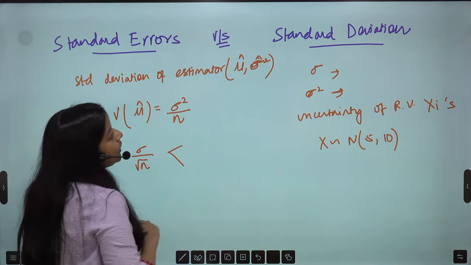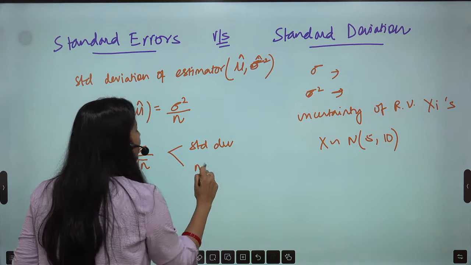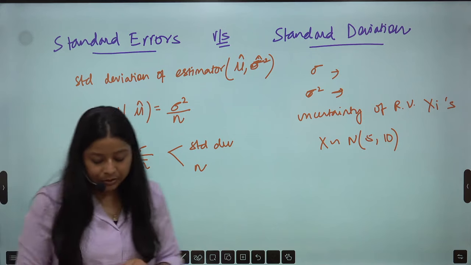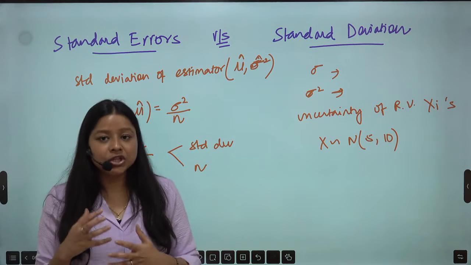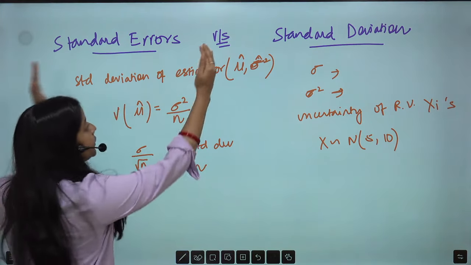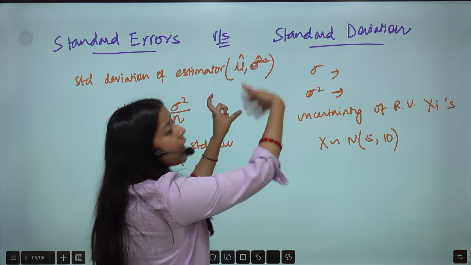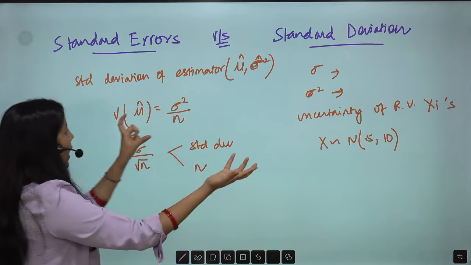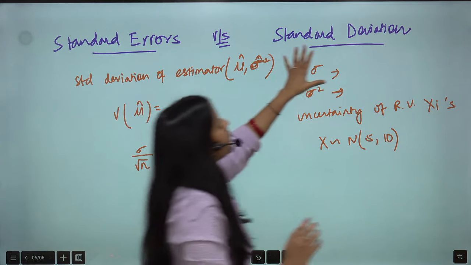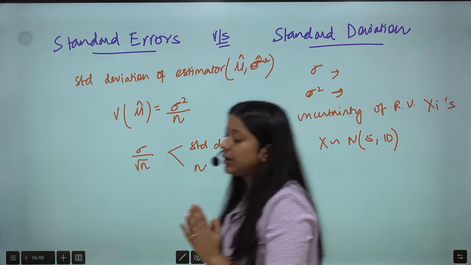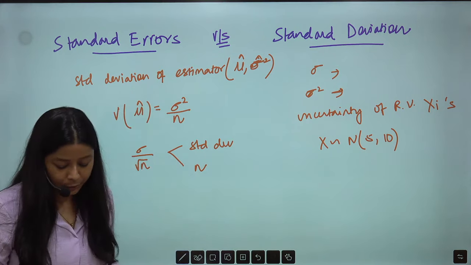It depends on the standard deviation of the data, but it also depends on n, which is your sample size. You often see standard error and standard deviation used interchangeably, but ideally you should not. Standard error is the standard deviation of an estimator, mu hat, sigma hat squared, lambda hat, whatever estimator you have. You compute its variance or standard deviation, that is the standard error. Standard deviation is when you are finding the uncertainty in the data or the random variables given to you. All right.